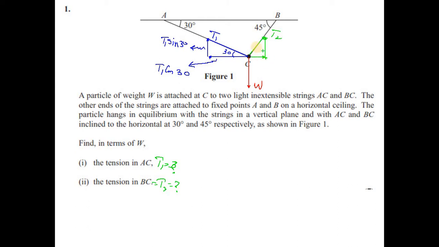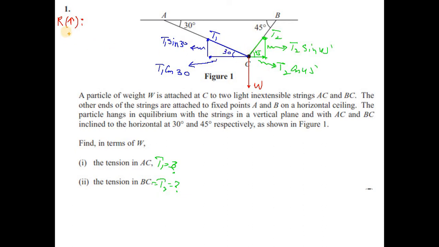If this is 45, this angle is also 45, meaning the vertical component of T2 is T2 sin 45, and this is the horizontal component of T2, T2 cos 45. Now, once we have all the components of the forces, remember that when we resolve a vector into its components, the original vector is gone, because in its place we have its components. So now I am looking at forces acting in the vertical direction. I have two vertical forces acting upward, T1 sin 30 and T2 sin 45, and the downward force is W.